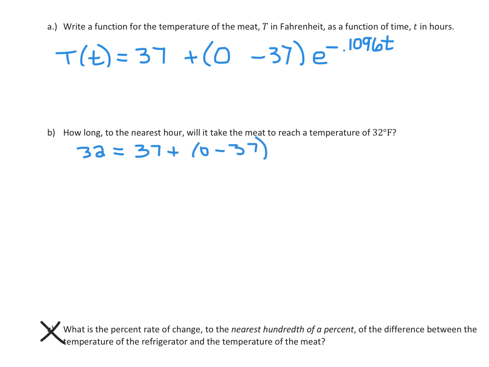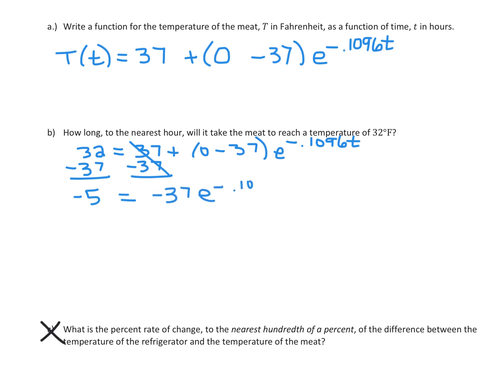All right, so again, we're solving for an exponent, right? We're solving for the little t. So we use the same process. We first subtract this number that's in the front, the 37. So that'll give us negative 5 equals, and then 0 minus 37 is negative 37, e to the negative 0.1096 t power.